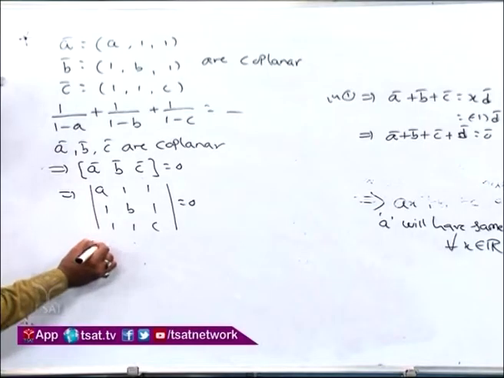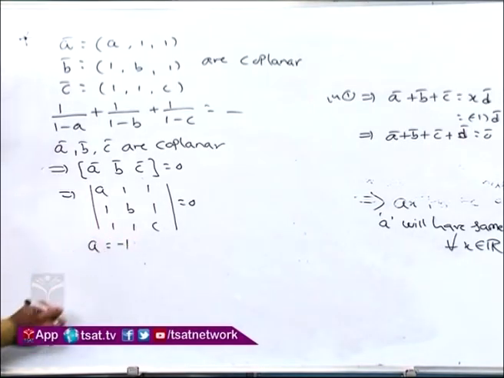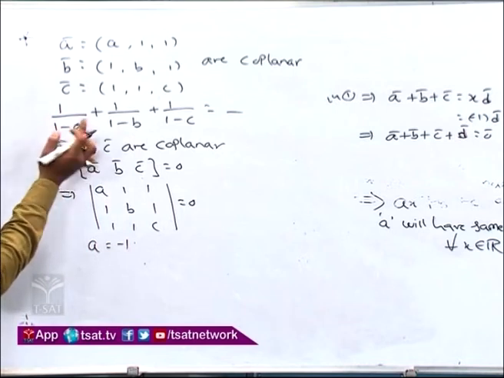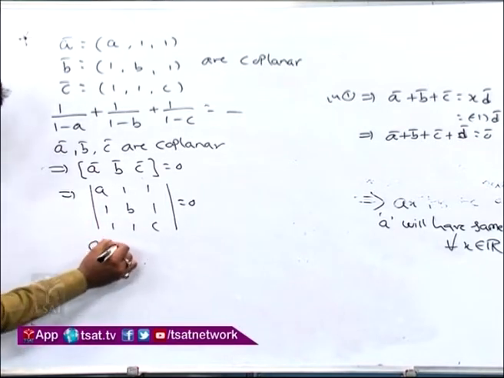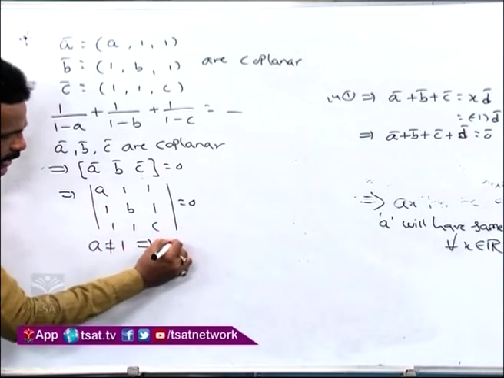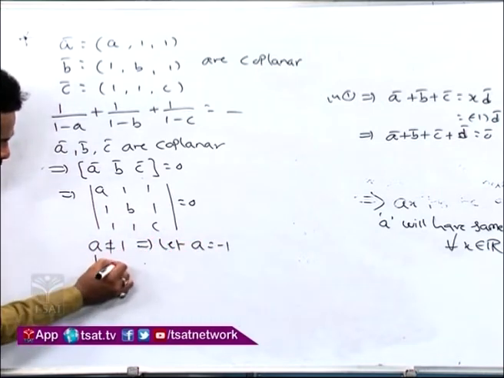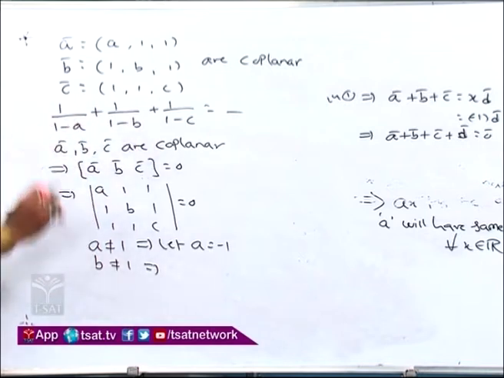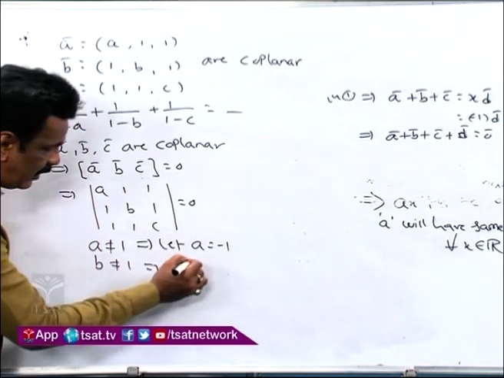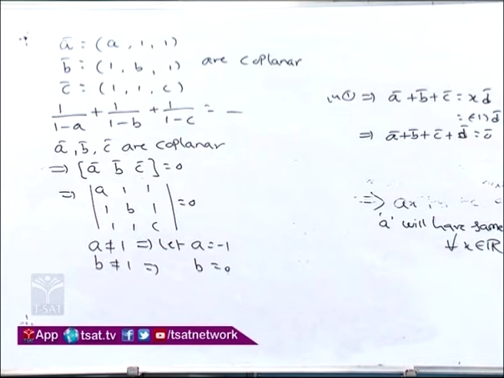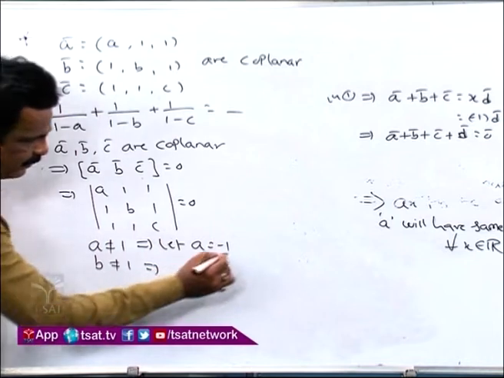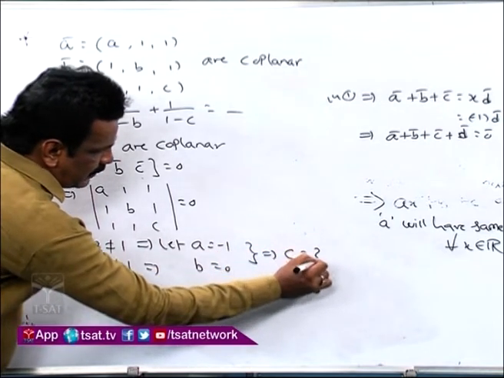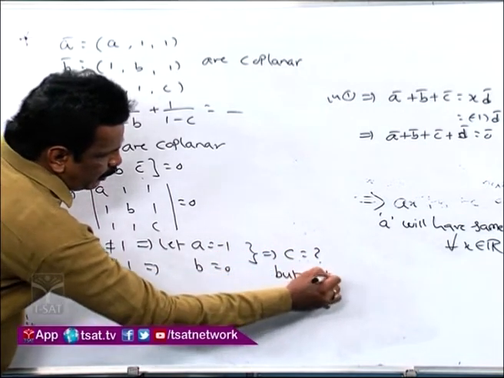I will take here A equal to minus 1, because here 1 minus A is present, A cannot be 1. We can say A not equal to 1 implies let A equal to minus 1. B not equal to 1, because 1 minus B is in the denominator. So we can say B equal to 0. As A and B are fixed, from the determinant equation I will find C value. So we can see from these two how much is C value, but C not equal to 1.